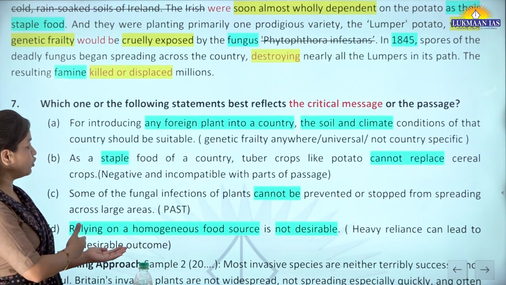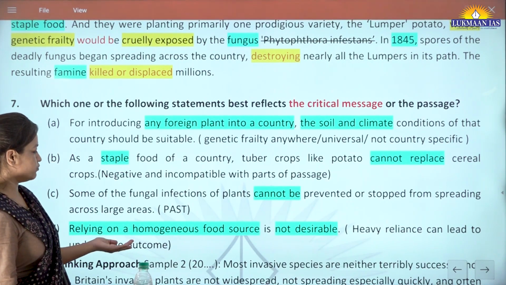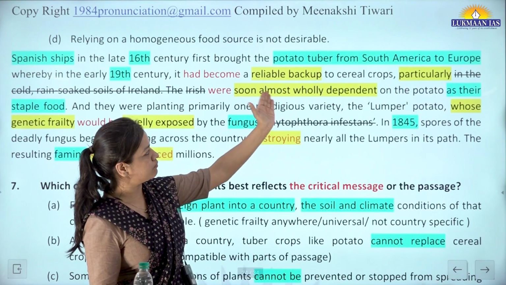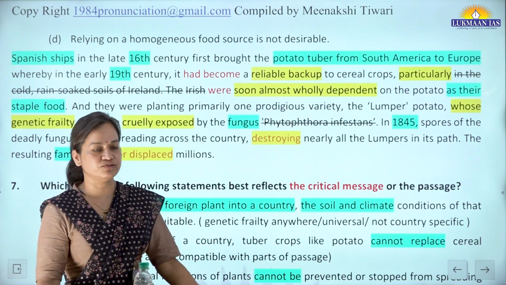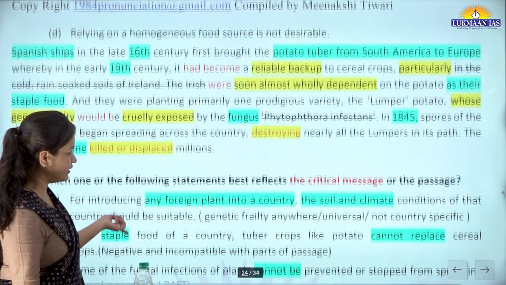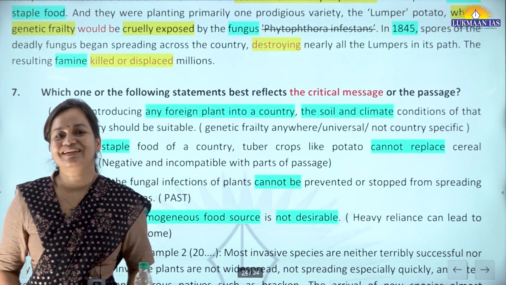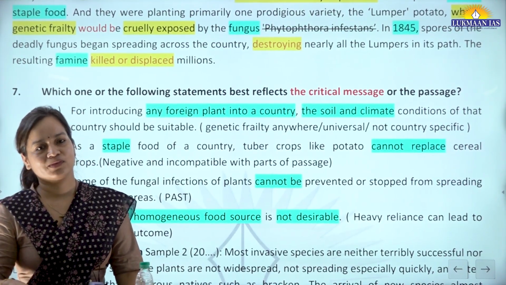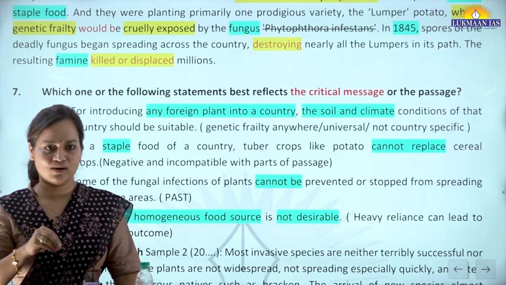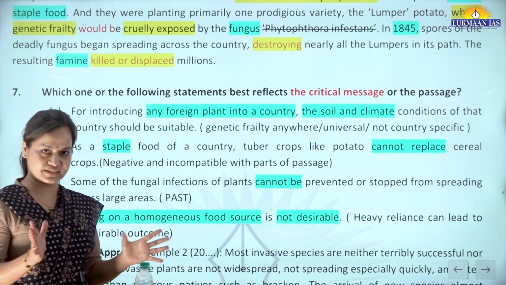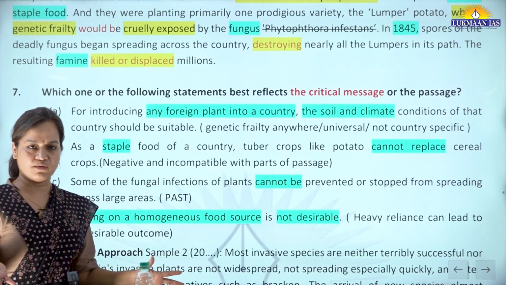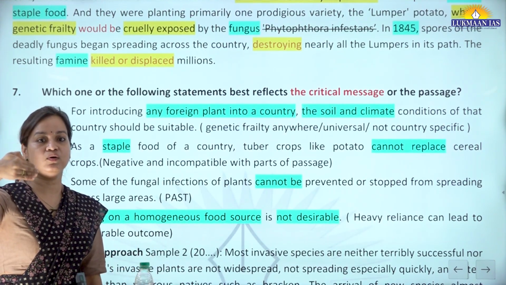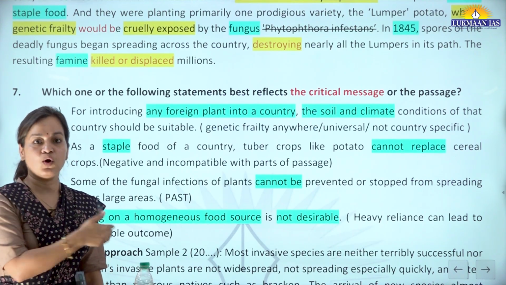does the passage emphasize more the fourth and last option, D, which is relying on one variety: monoculture, homogeneous crop, reliable, wholly dependent. So things that get repeated may often give us a direct clue and point to the direction of the central idea, or best reflect the critical message. Option A is not covered as much as option D is, as per the logical organization of this passage.